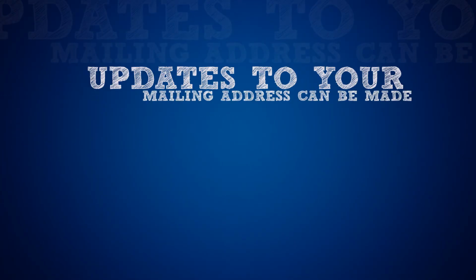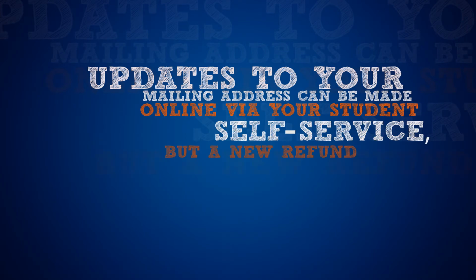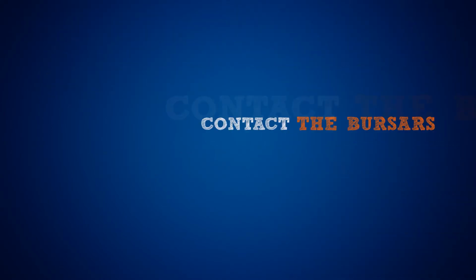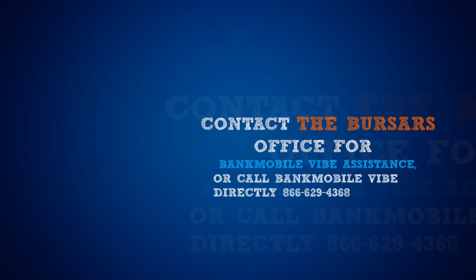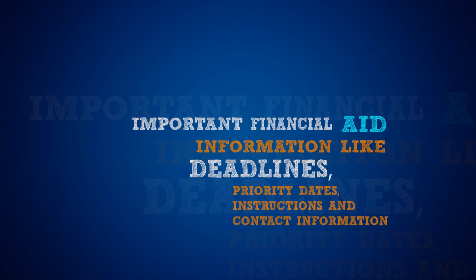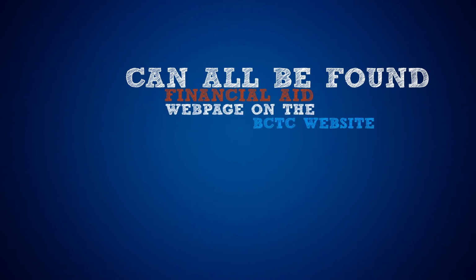Updates to your mailing address can be made online via your student self-service, but a new refund selection kit will not be sent until requested through the Records or Bursar's office. Contact the Bursar's office for BankMobile Vibe assistance or call BankMobile Vibe directly at 866-629-4368. Important financial aid information like deadlines, priority dates, instructions, and contact information can all be found on the financial aid page of the BCTC website.